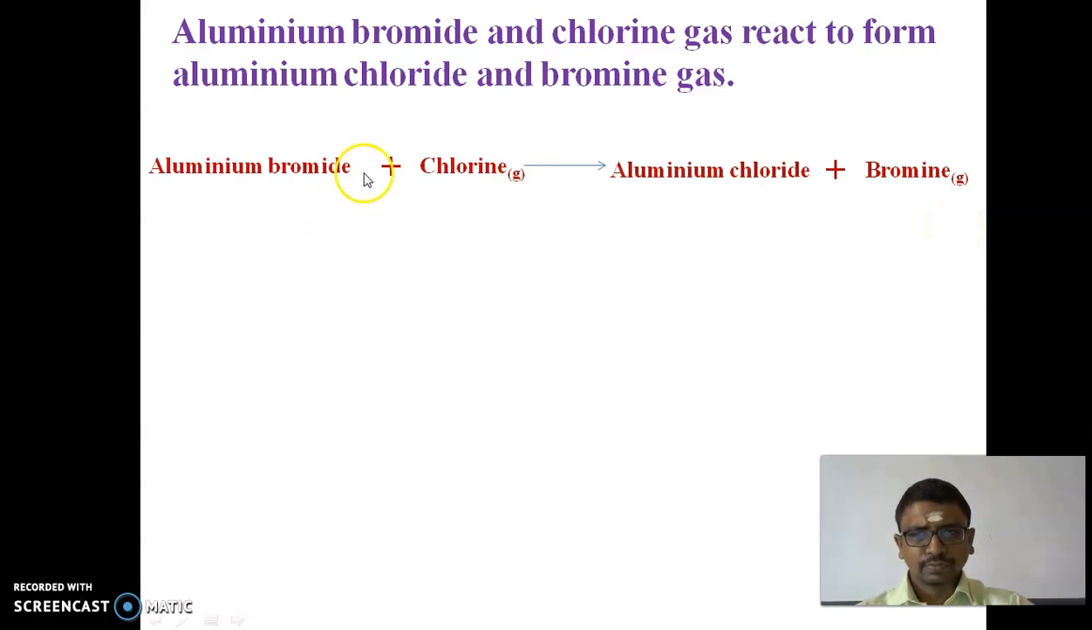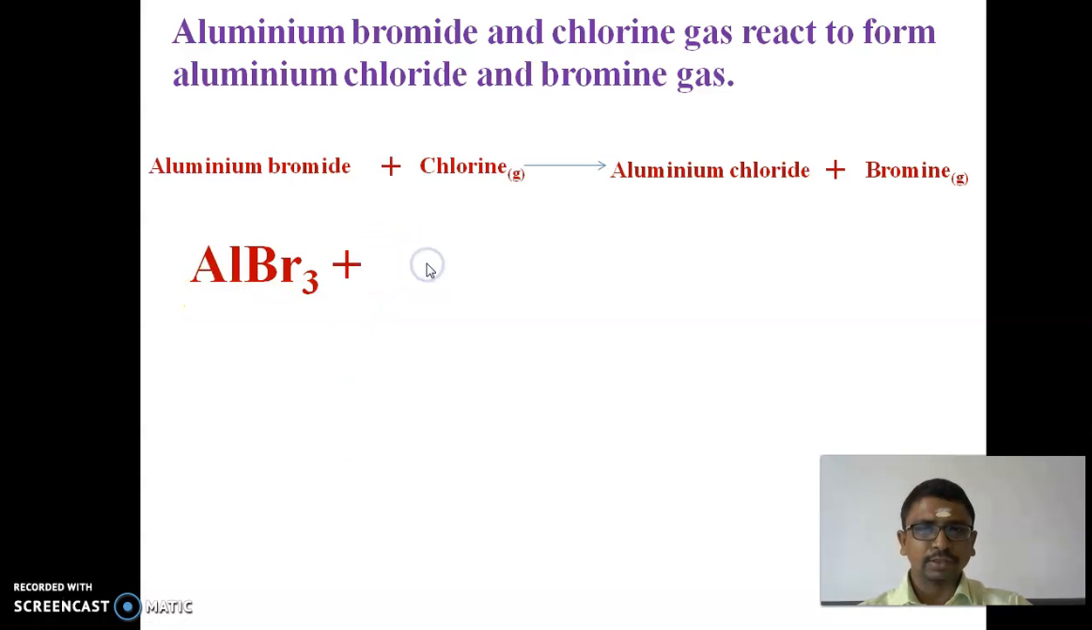Now we have to convert this word equation to a skeleton equation. What is the formula for aluminium bromide? What is the formula for aluminium? Al. What is the valency for aluminium? 3 plus. What is the formula for bromide? Br. What is the valency for bromide? Minus 1. So the aluminium bromide formula will be AlBr3.